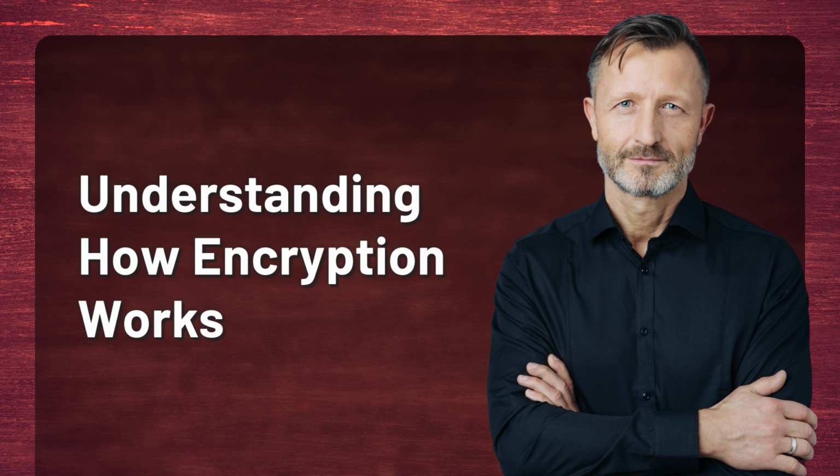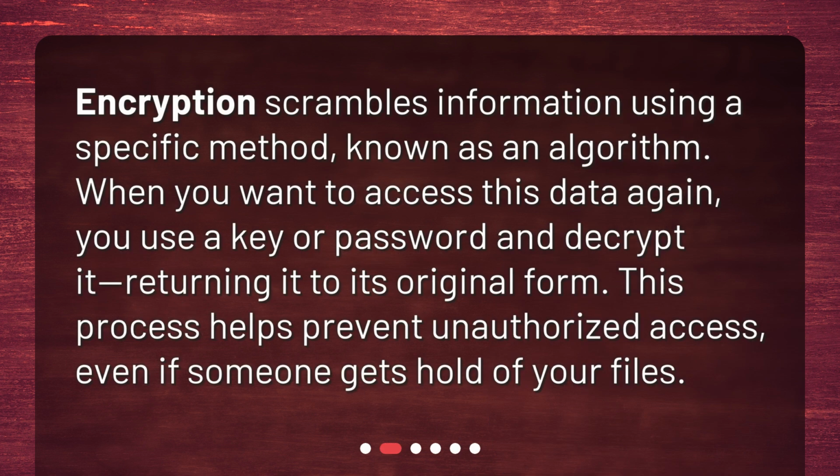Understanding how encryption works. The process scrambles information using a specific method known as an algorithm. When you want to access this data again, you use a key or password and decrypt it, returning it to its original form. This process helps prevent unauthorized access, even if someone gets hold of your files.